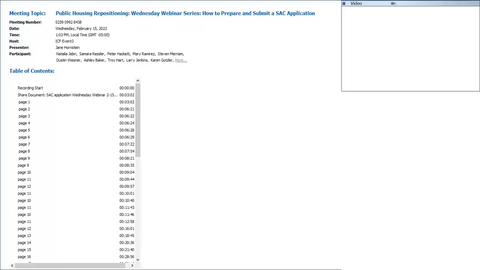So I know there were several questions that involved how to do a RAD application, but that is separate. That goes through the RAD resource desk. And actually, right now, I am sharing a whiteboard.